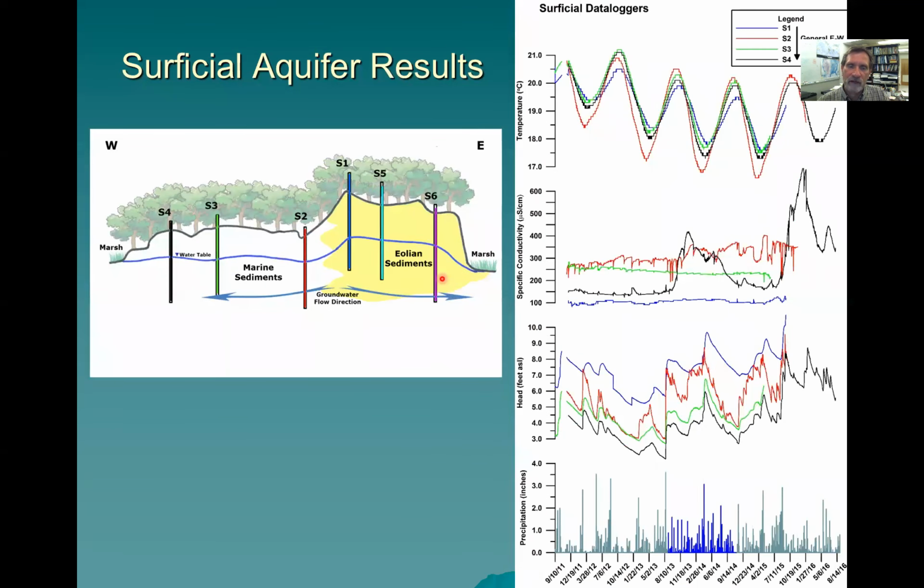We also have our high resolution 12-hour temporal data from the data loggers. What we see here is temperature, specific conductivity, hydraulic head, and precipitation. What I want to point out is that our high resolution conductivity curve from our most downgradient well again shows significant spikes in salinity. And again, we suspected that this is due to spring tides driving saltwater into the system.